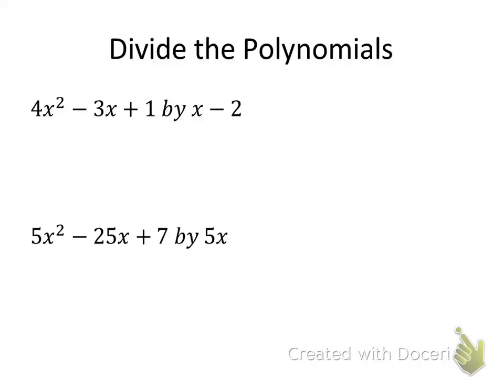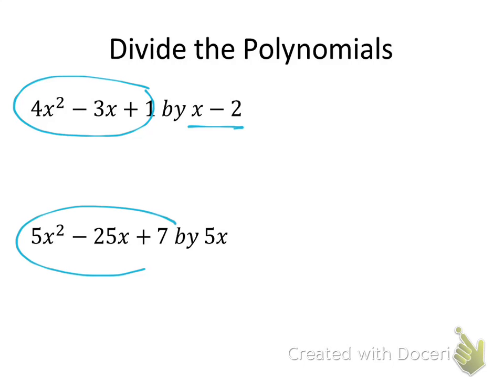First of all, the first two types of questions that will be on your quiz are called divide the polynomials. What they want you to do is divide each of these polynomials. Remember, the word polynomial just means it has many terms. So they want us to divide 4x squared minus 3x plus 1 by x minus 2. And in the second one, they want us to divide this by 5x.